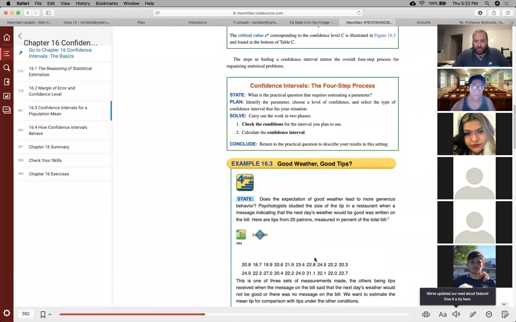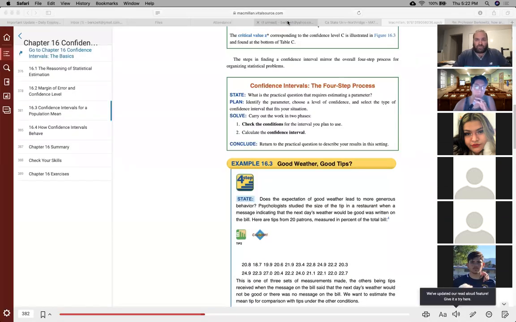This is one of three sets of measurements made, the others being tips received when the message on the bill said the next day's weather would be bad, or there was no message at all. But we're ignoring those for now. We're not going to compare them. That'll come later. We're just looking at this one set. We want to estimate the mean tip for comparison with tips under the other conditions. But for now, we're just going to do this one.